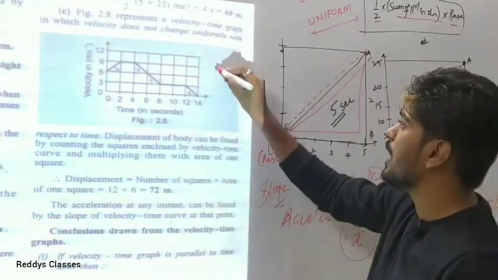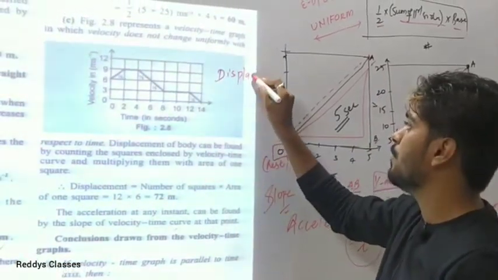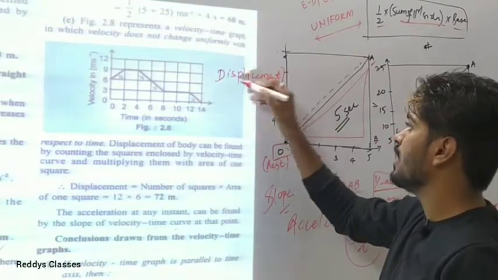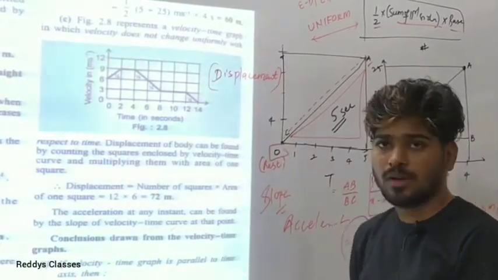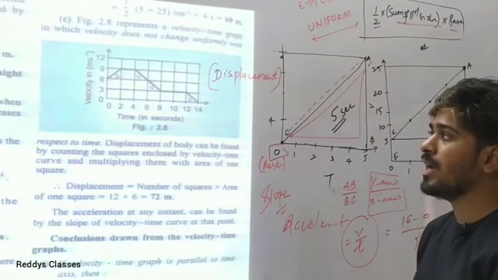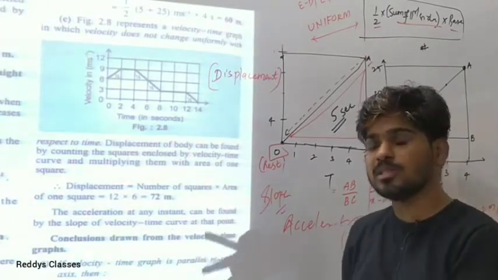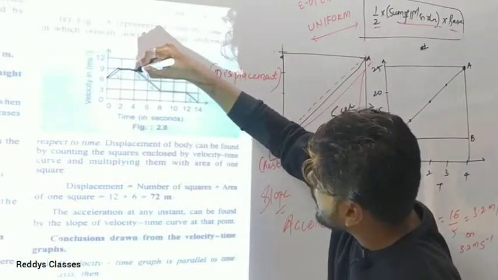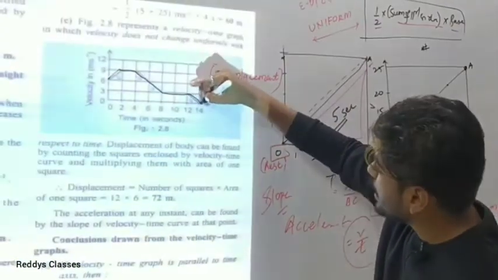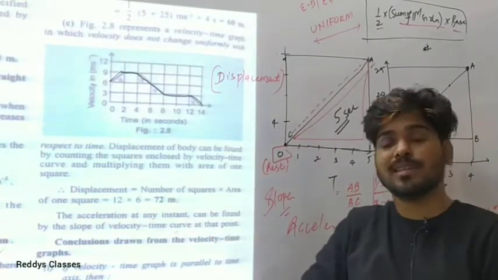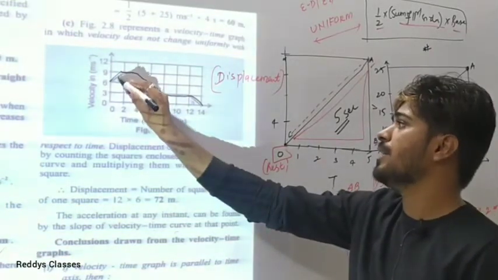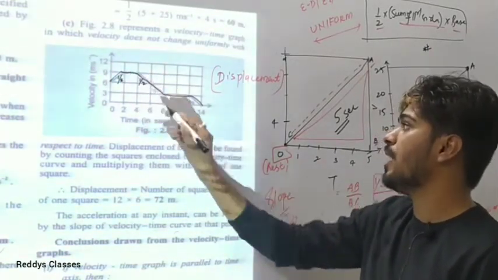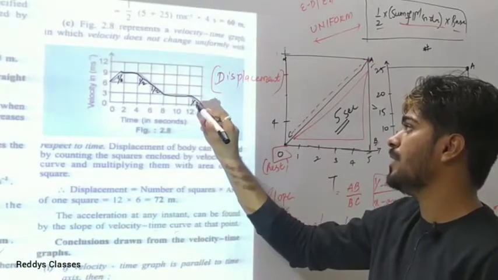How will you calculate the displacement here? First of all, the displacement of the body can be found by counting the squares which are enclosed in the velocity time graph. You can see the graph is for this particular area. The graph is between these areas. Here it is written as half, here half, here half and here half.